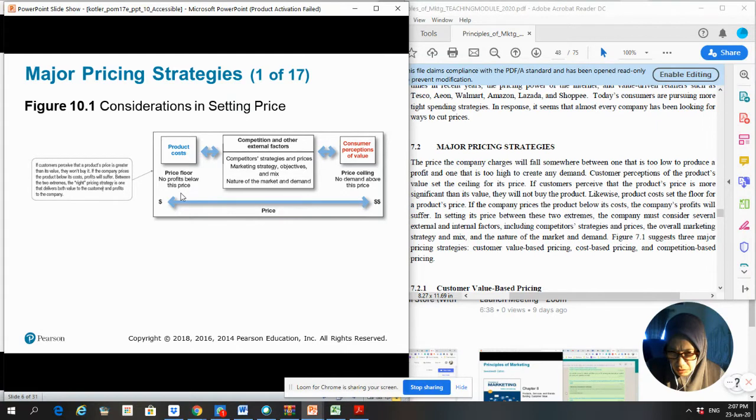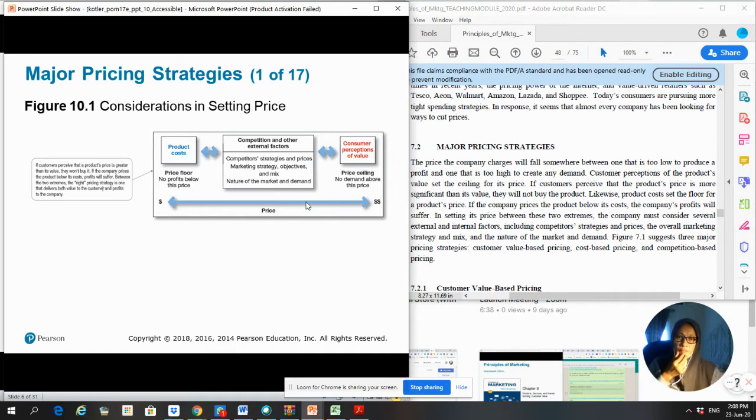The lowest level of pricing is what we call the price floor, the lowest price we can set in order to cover the cost of the product, the cost of goods sold, COGS. If we set the price below the price floor, there will be no profit gained. It means we will operate below cost. In normal practice, a company cannot set its price lower than the product cost. It should be either equal or above if we want to make a profit.